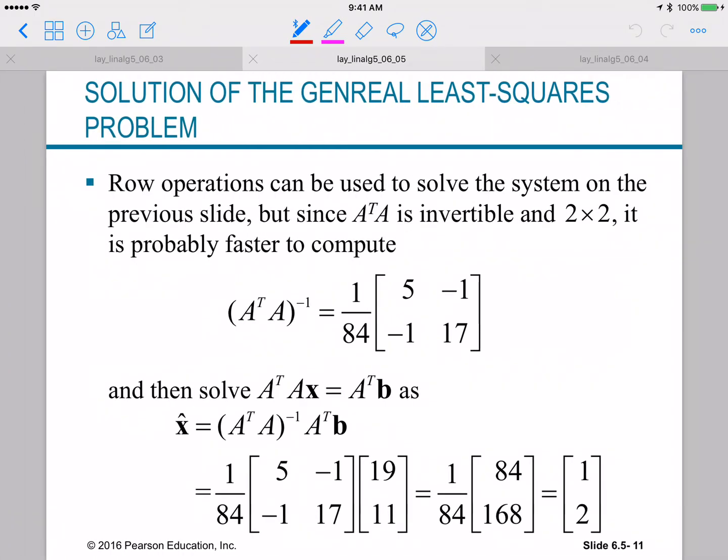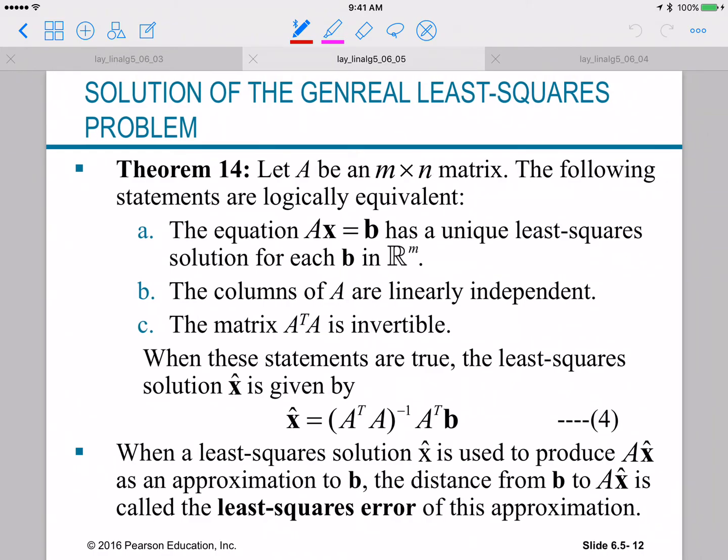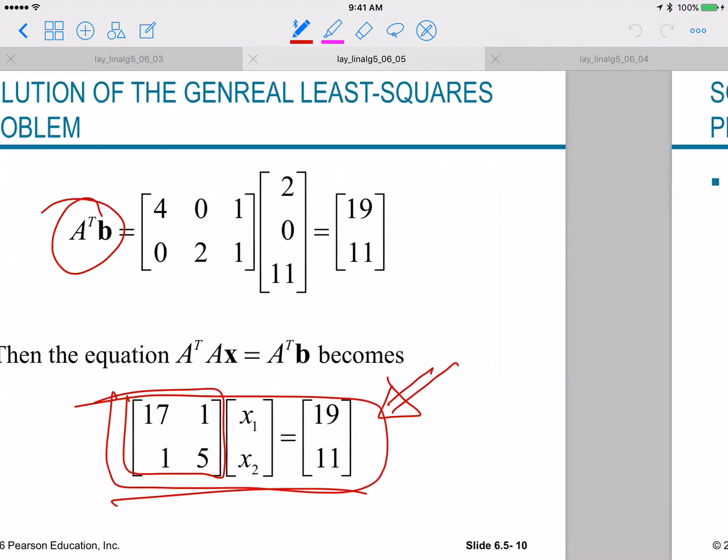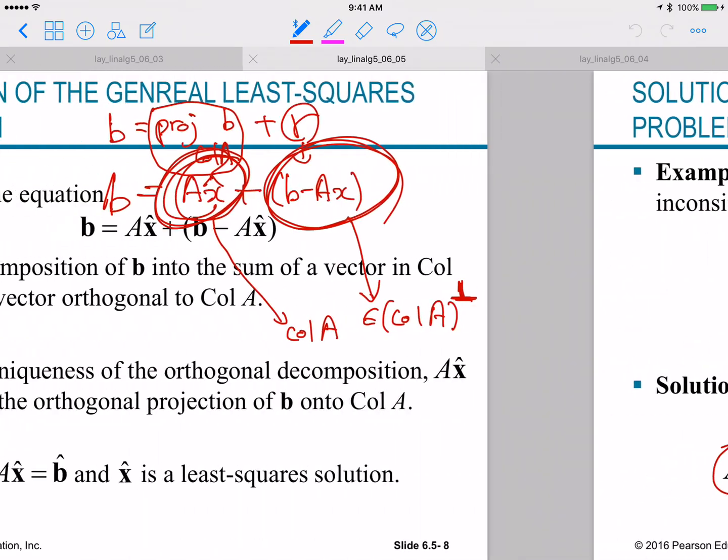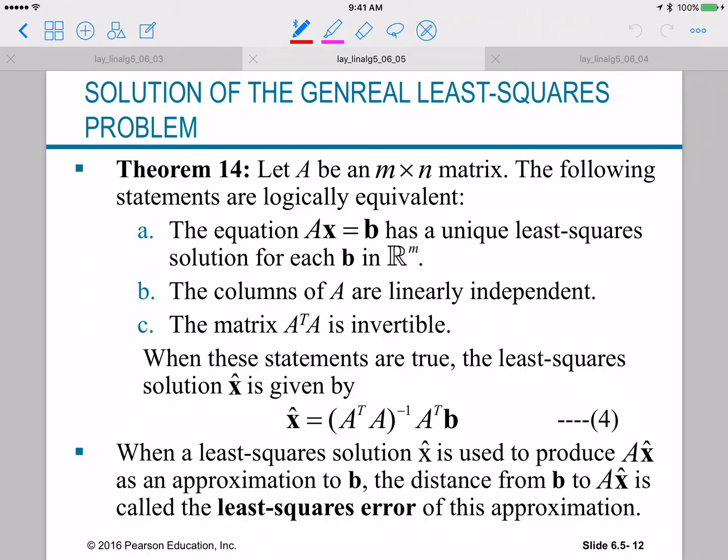Okay, now let me ask one new question. This normal equation, A transpose A times x equals A transpose b, is so special, and it is called a normal equation. Would it be possible that this will not have any solution? Will it be possible that no solution exists here?